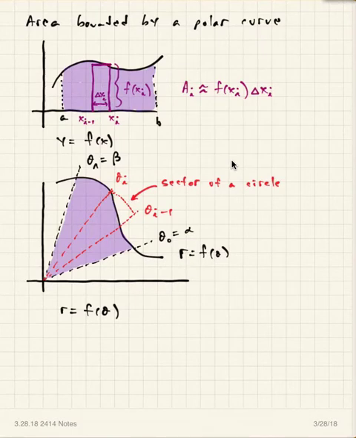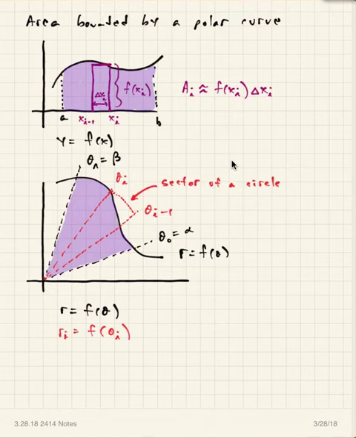And the radius of that circle would be r sub i, right? In this case, it's given by the second value, the theta sub i, that is going to give us r sub i. So r sub i is equal to f of theta sub i right here. And that would be the radius of that sector of a circle.